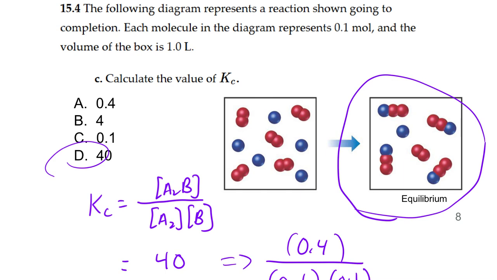So notice that we paid no attention to the box that was reactants, right? That doesn't come into play at all. It only matters what's at equilibrium. Make sense?